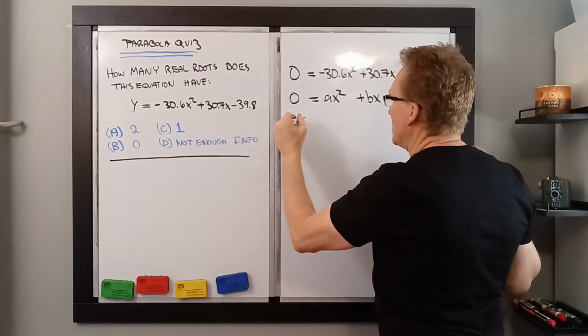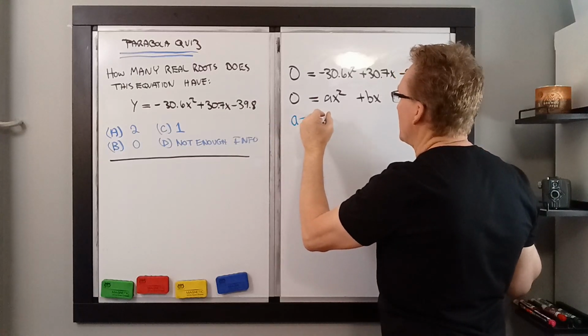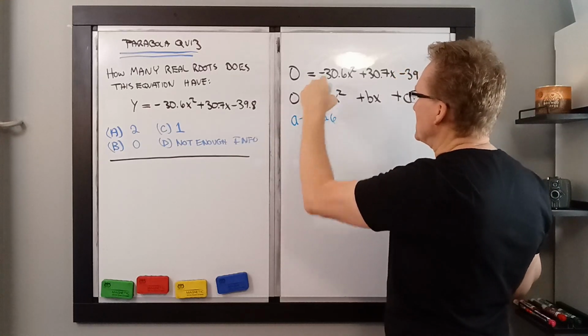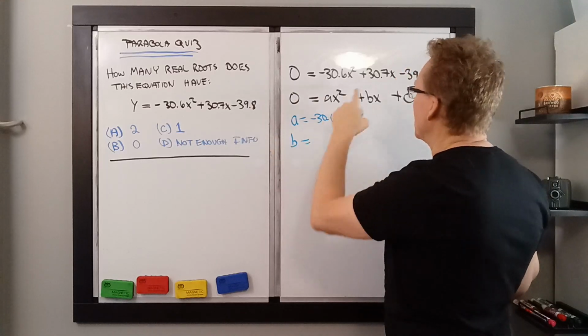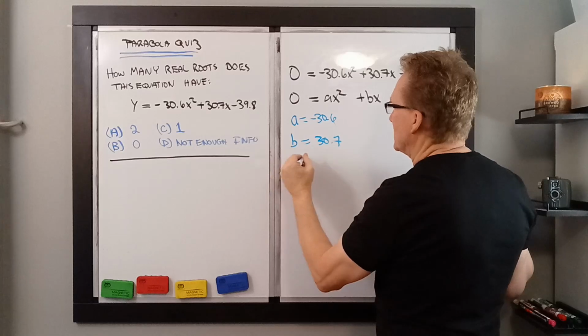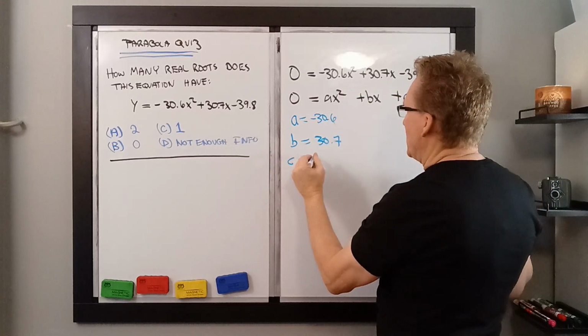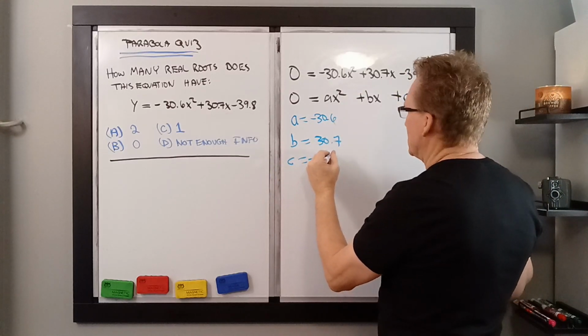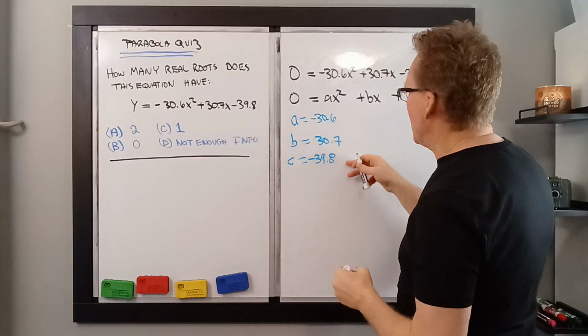So a is equal to minus 30.6. That's this value. Include the minus signs. Don't forget those. We often tend to do that. This one is 30.7. And then c is another negative, minus 39.8. Here we have the values of a, b, and c.